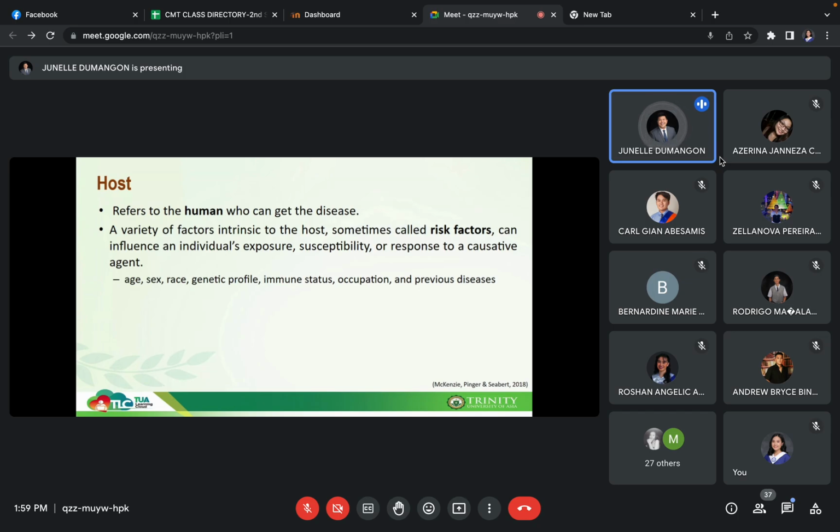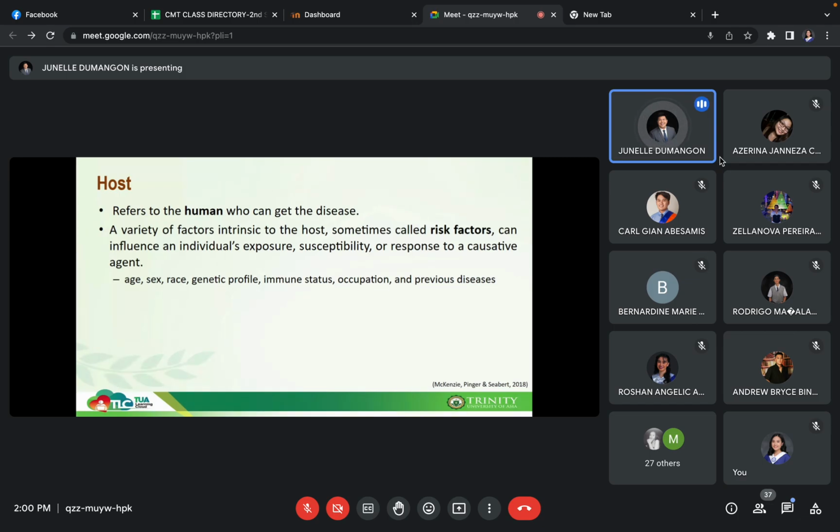Like breast cancer, more commonly found in females than males. Diba? So their gender or sex puts them at risk of developing a certain disease. And so on. So your immune status, the kind of work that you do, and other diseases that you had can all play a factor into the development of a disease. Like kunwari, doctors.